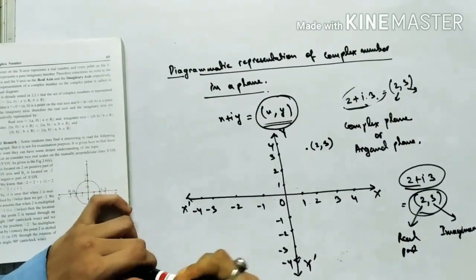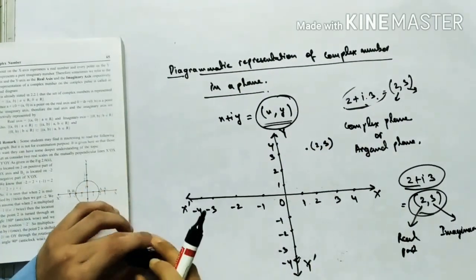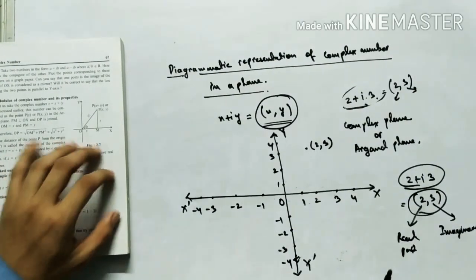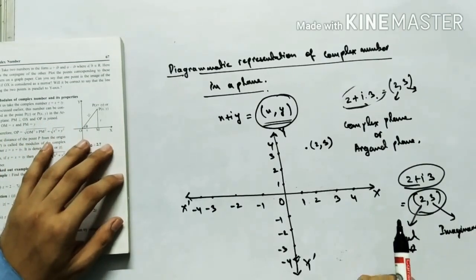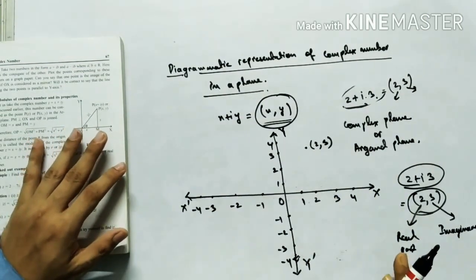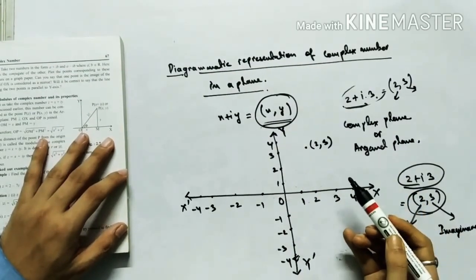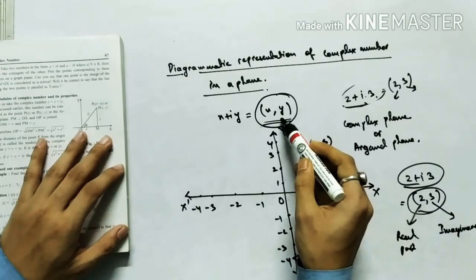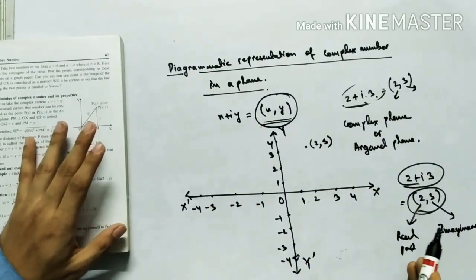So this is an example of an Argand diagram. This is your diagrammatic representation of a complex number. All you have to know here is that a complex number represents a point on the complex plane. Understand? Since a complex number can be written as an ordered pair, and this ordered pair represents a point on the complex plane.